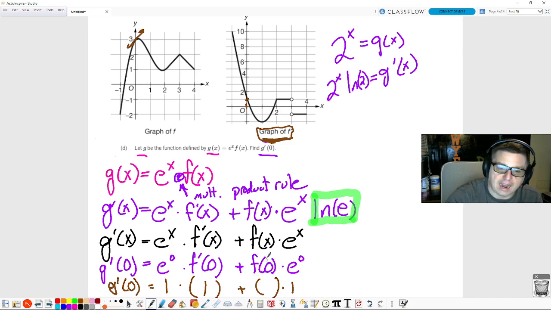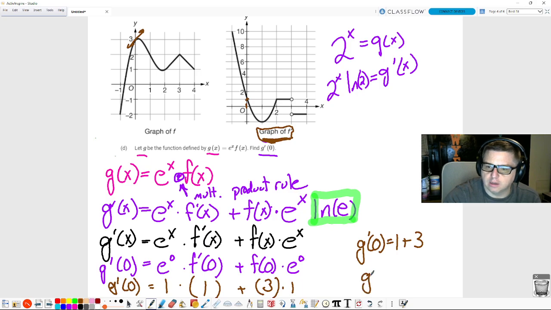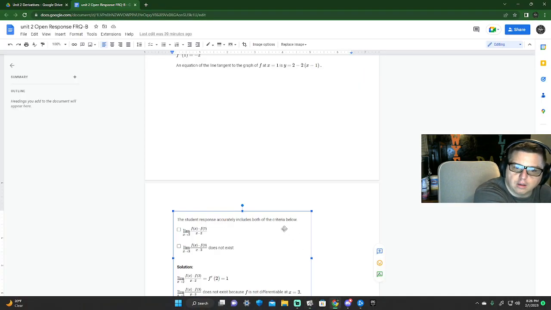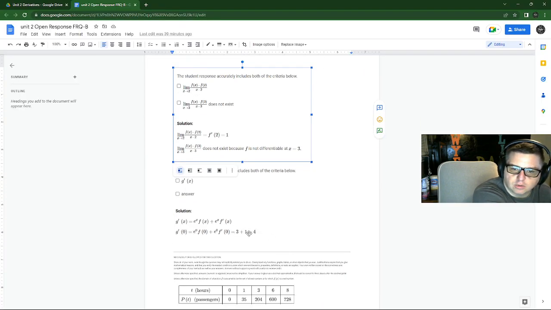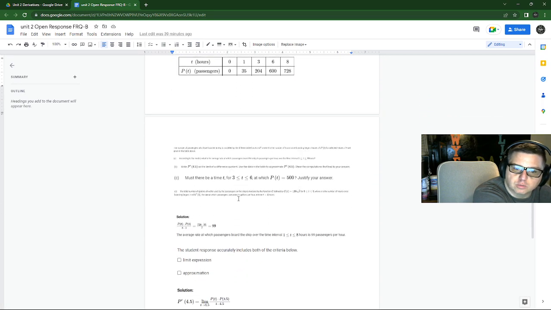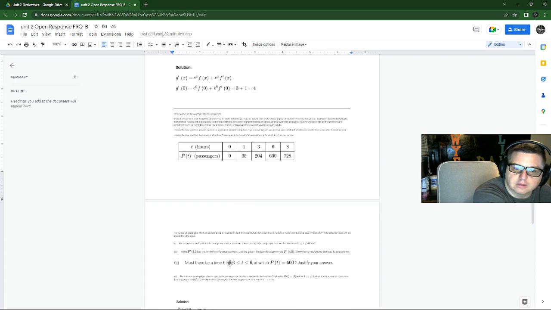Now, f at 0, looking at 0, I would say that is probably a 3. So all things considered, we get 1 plus 3, and g prime at 0 comes out to be 4. And if we take a look, it says 3 plus 1 is 4. So we did come through and get what we needed. On Monday, I want to work through this one.